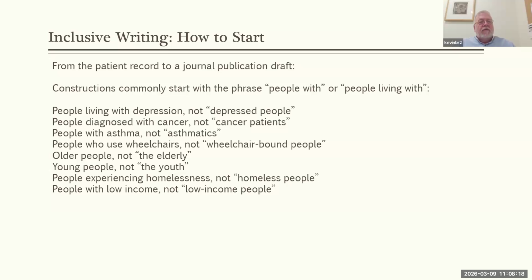One of the more common ones we have heard, particularly if you're listening to NPR or reading articles, is people experiencing homelessness quite a bit, not homeless people. People with low income is another example, not low income people. We want to avoid categorizing people and victimizing them. This is basically a summary of these various terms: we don't want to use pejorative or victimization terms.